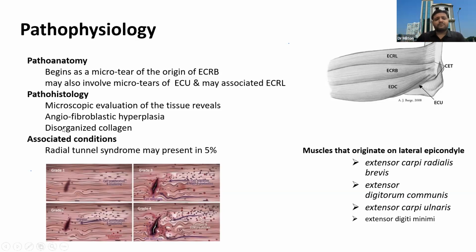After that, there is angiofibroblastic hyperplasia, and there is collagen tissue also. These are disorganized. So this total phenomenon causes the pathophysiology of this kind of patient in case of lateral epicondylitis.